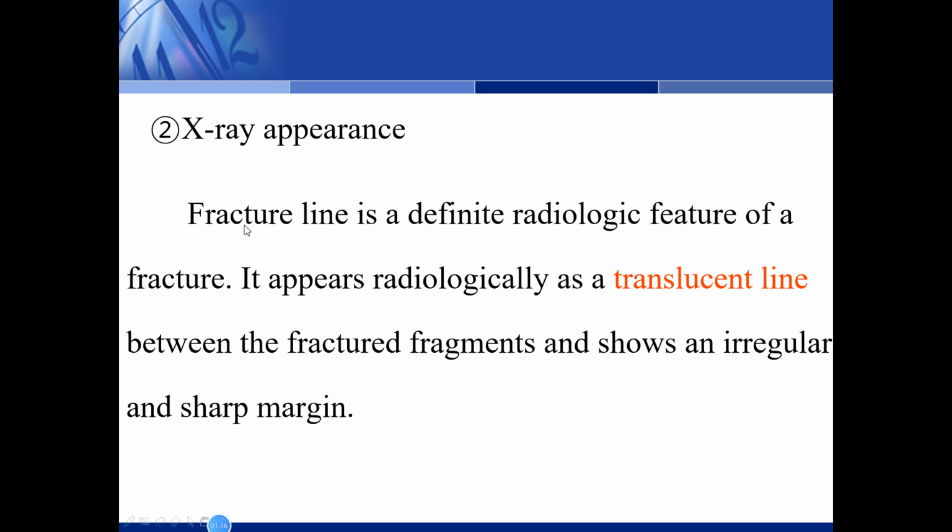The X-ray appearance. The fracture line is a definite radiologic feature of a fracture. It appears radiologically as a translucent line between the fracture fragments and shows an irregular and sharp margin. So in the long bone, we could find the translucent line in between the fracture fragments, and the fracture line has an irregular and sharp margin.